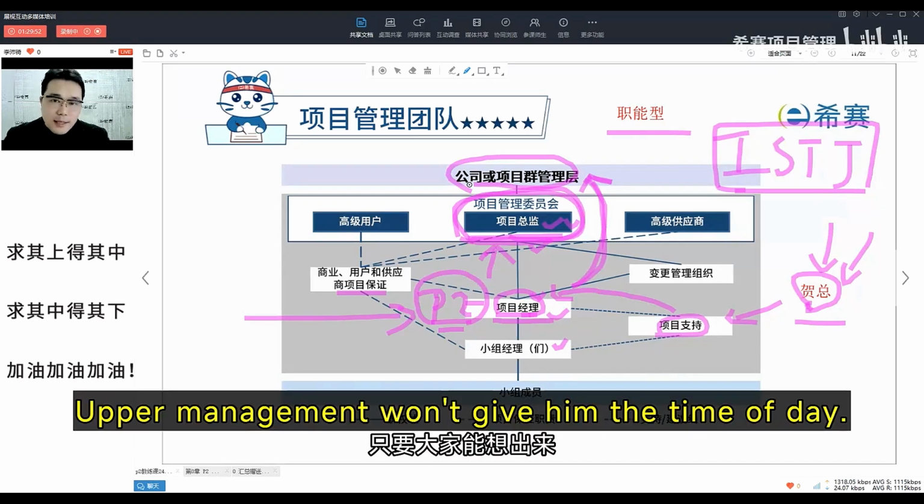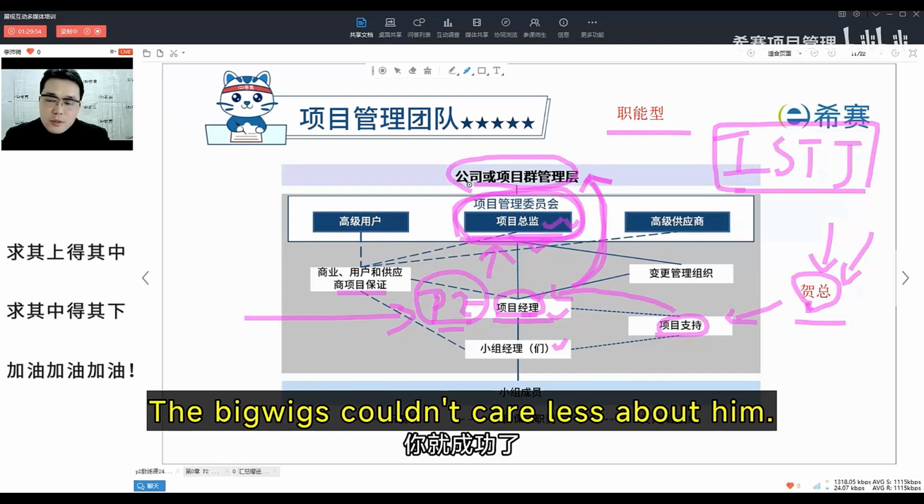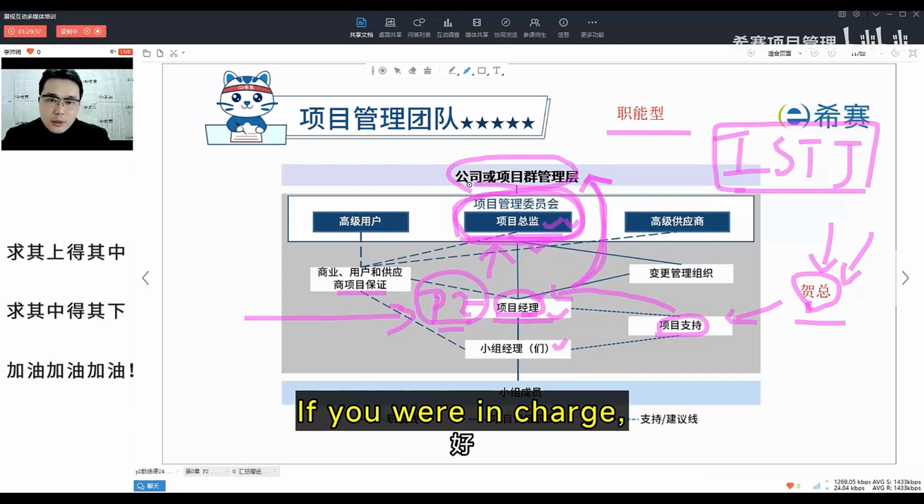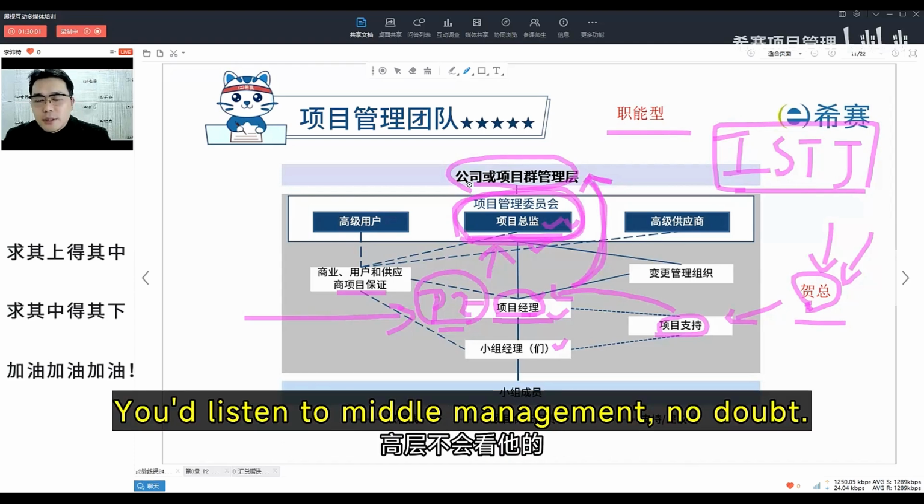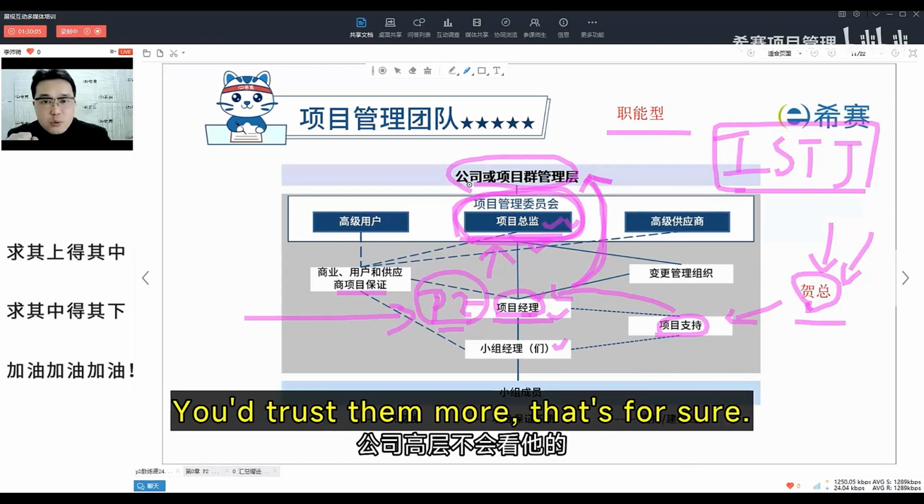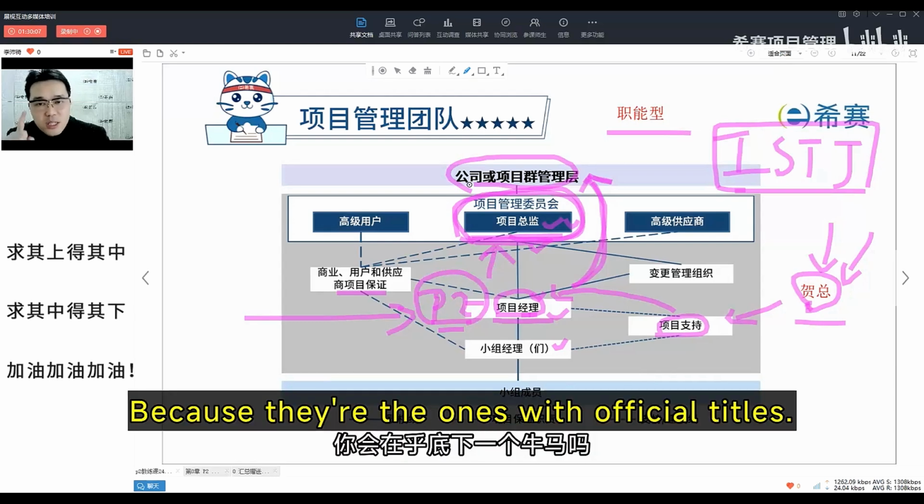Upper management won't give him the time of day. The bigwigs couldn't care less about him. If you were in charge, would you care about some grunt at the bottom? Of course not. You listen to middle management, no doubt. You trust them more, that's for sure. Why? Because they're the ones with official titles.